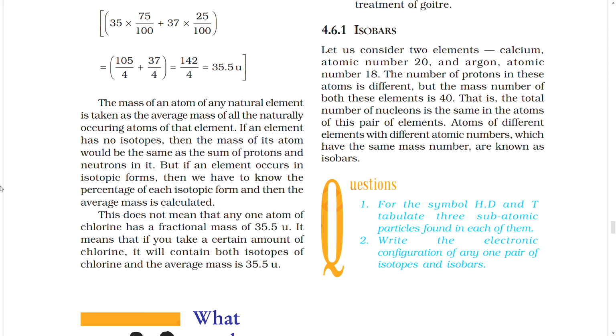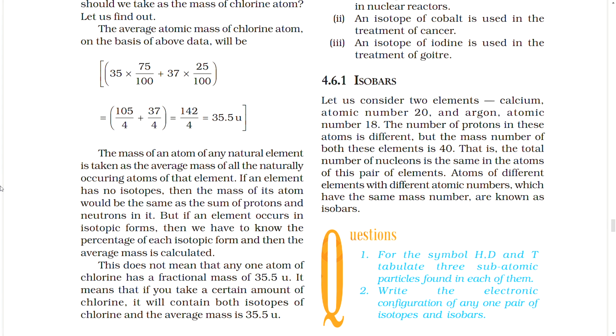4.6.1 Isobars. Let us consider two elements, calcium with atomic number 20 and argon with atomic number 18. The number of protons in these atoms is different, but the mass number of both these elements is 40. That is, the total number of nucleons is the same in the atoms of the pair of elements. Atoms of different elements with different atomic numbers which have the same mass number are known as isobars.